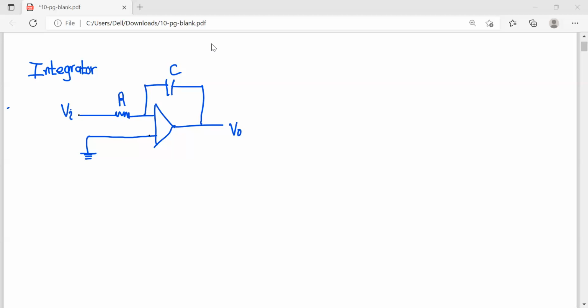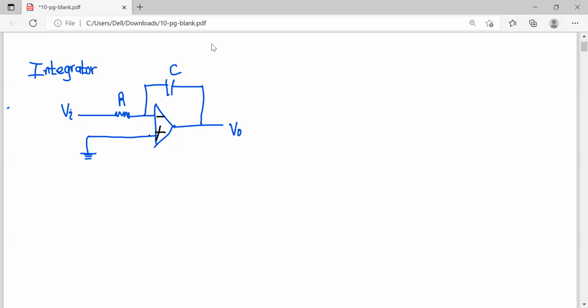We have also provided a negative feedback, so I'm going to mark it like this. These are the terminals you need to remember. The reason for giving negative feedback, which means we have connected the output to the negative input terminal, is so that we can say the voltage at the positive terminal and the negative terminal would be equivalent.